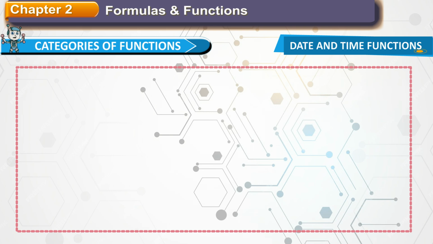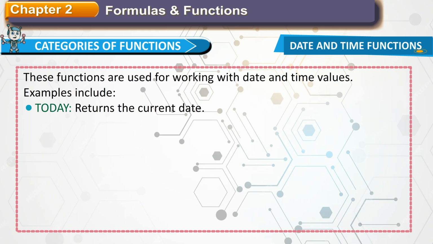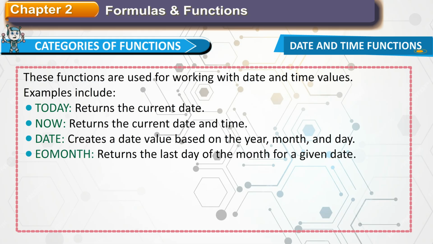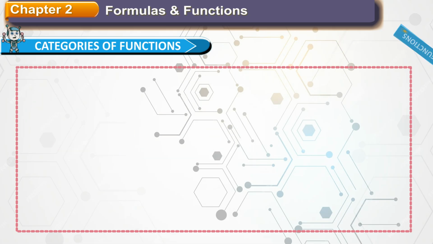Date and time functions. These functions are used for working with date and time values. Examples include TODAY, which returns the current date. NOW returns the current date and time. DATE creates a date value based on the year, month, and day. EOMONTH returns the last day of the month for a given date. DATEDIF calculates the difference between two dates in various units.